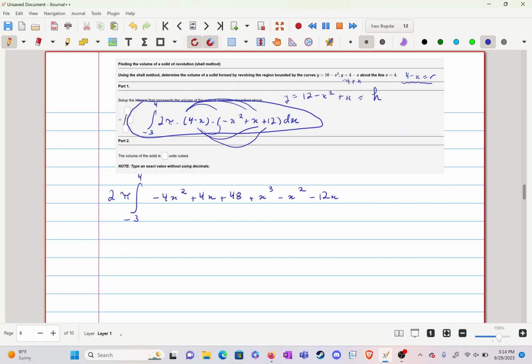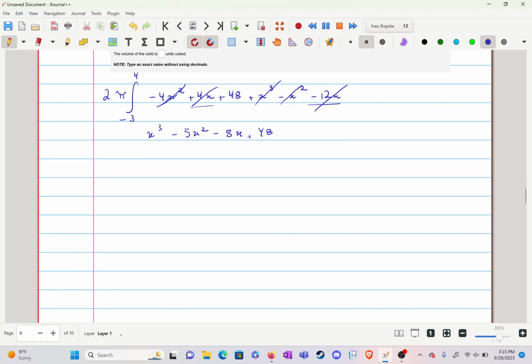Let's combine like terms. Let's do the x squareds first. Let's get the x cubed out front. Now let's get the x squared. So we have -5x squared. -12x, positive 4x, that's a -8x. And it's a plus 48. Now we just got to integrate it. Boom. That's what we got.